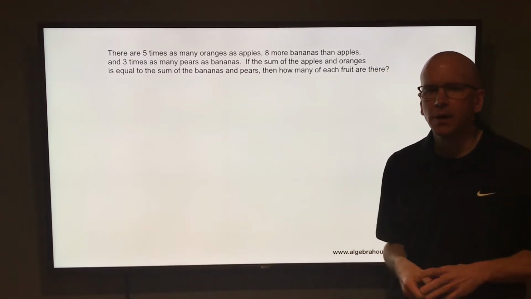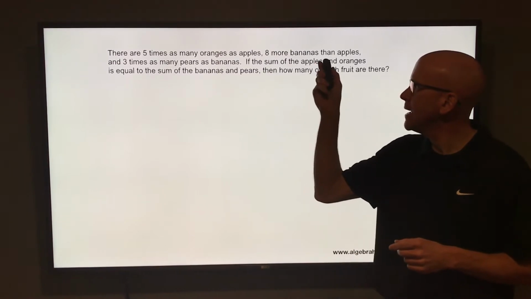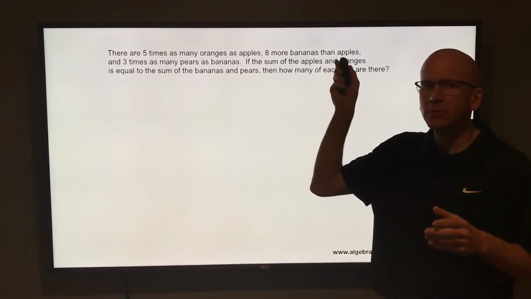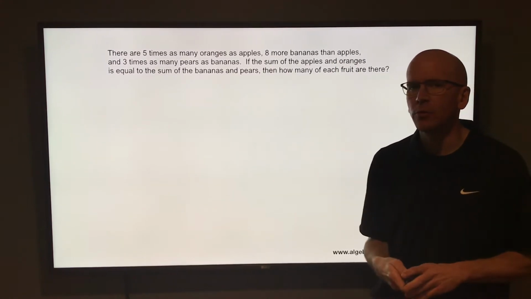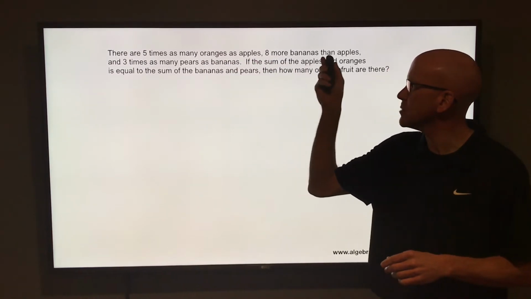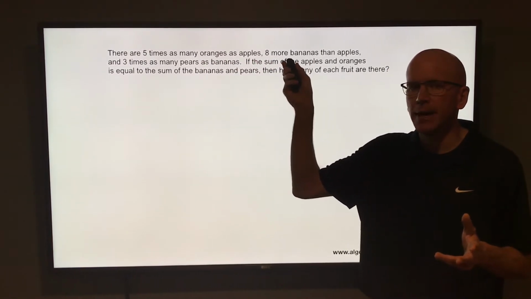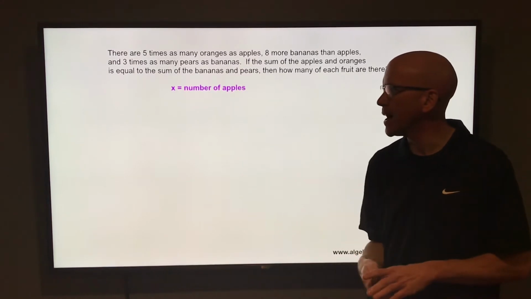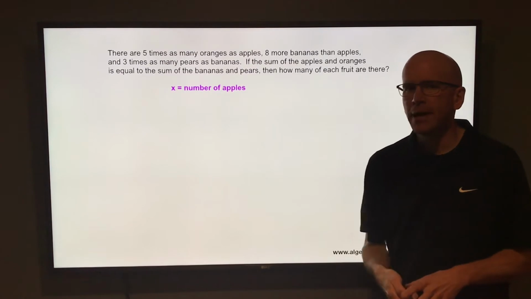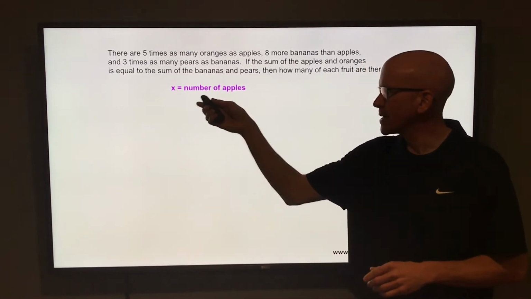With these types of questions, you want to look for the word "than." And usually, not always, but usually, whatever comes after the word "than" is what you're going to let x, or the variable, represent. Here, apples comes after the word "than." They're using the apples to describe the number of oranges and also the number of bananas. So if you let x equal the number of apples, then you can represent the number of oranges and the number of bananas pretty easily. So x equals the number of apples.